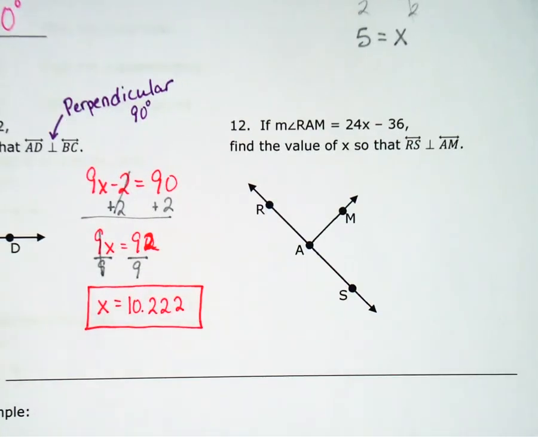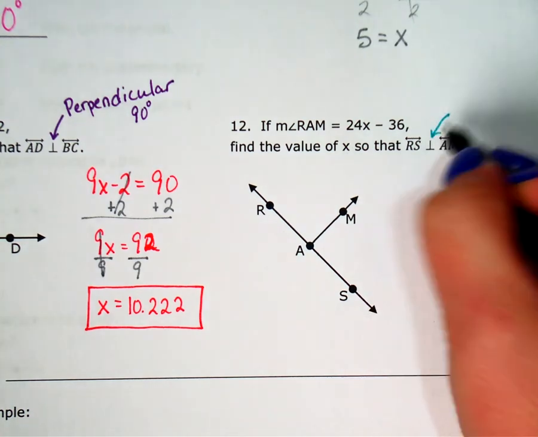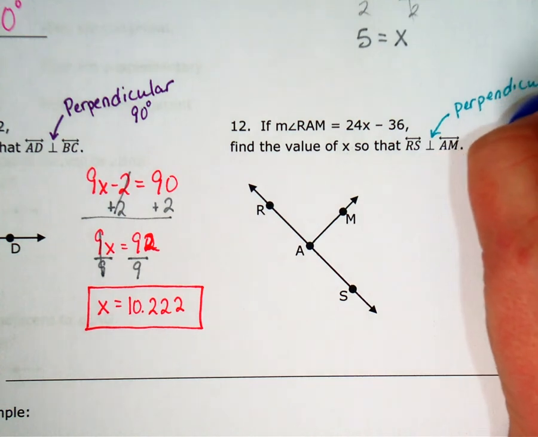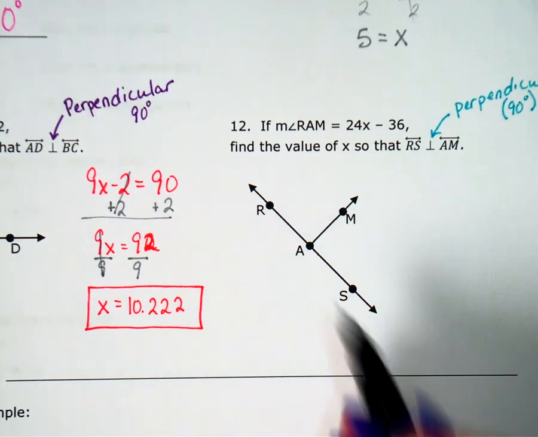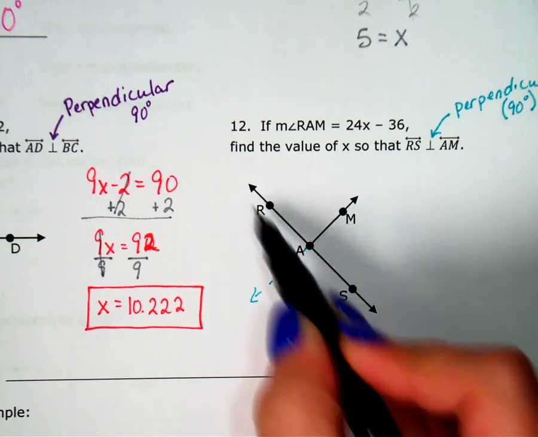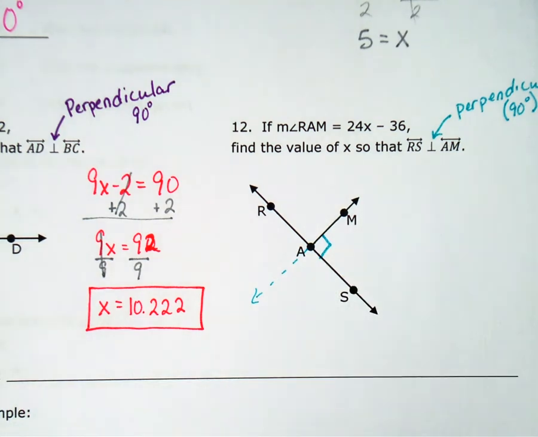Okay? All right, let's get number 12. On number 12, find the measure of angle RAM, if the measure of angle RAM equals 24x minus 36, find the value of x so that line RS, so here's line RS, is perpendicular to line AM, which means 90 degrees. AM, the line would just continue both ways, right? So I want these two lines to be perpendicular, so that just means they intersect at 90 degrees.